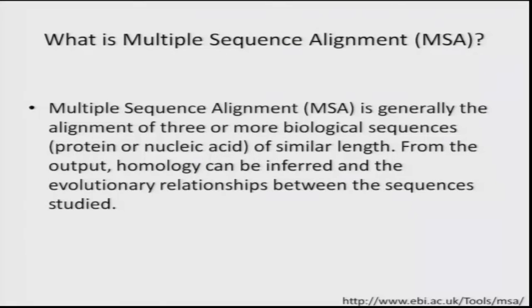Multiple sequence alignment, this is the classical definition as stated by the European Bioinformatics Institute, EBI. You can go to this website and learn more about MSA. It's generally the alignment of three or more biological sequences, protein or nucleic acid, DNA or RNA, of ideally the same length. From the output, the homology can be inferred, and thus the evolutionary relationships between the sequences can be studied, such as the building of a phylogenetic tree, which I'll tell you about later in my talk.